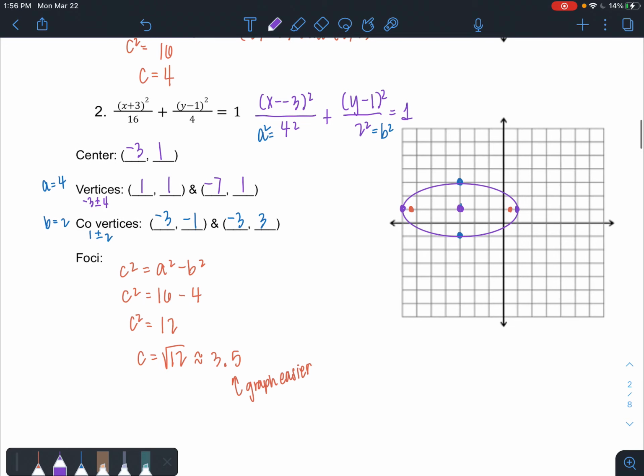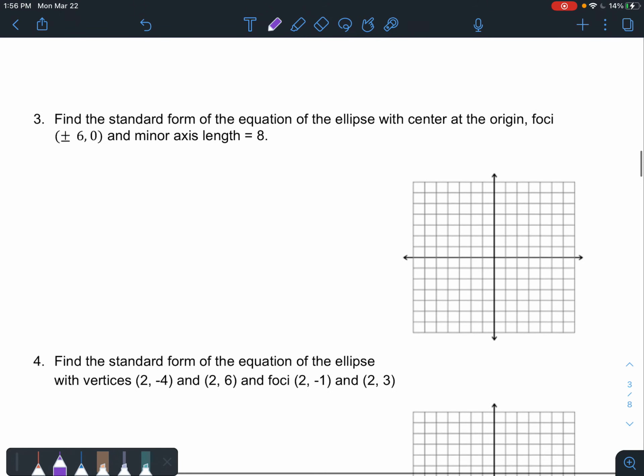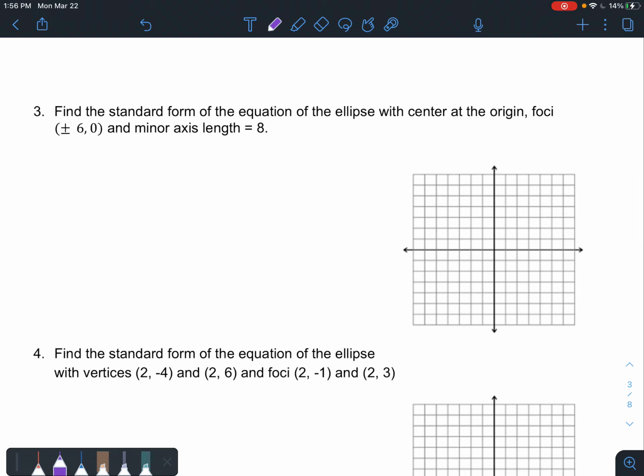Okay. So sometimes it can be as easy as that. Sometimes it's going to give us the stuff and we have to fill in everything. We have to find the equation. So it says find the standard form of the equation of the ellipse with the center at the origin, foci plus or minus 6, 0, and minor axis length of 8. So I like to plot the information first.